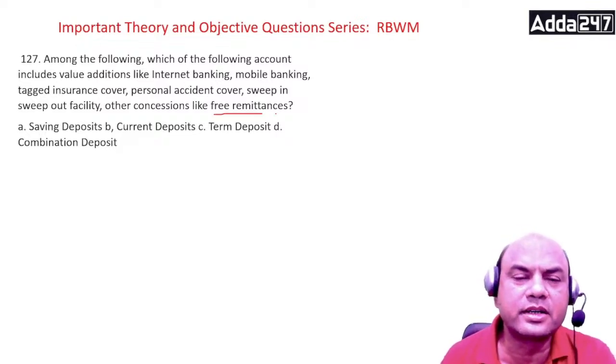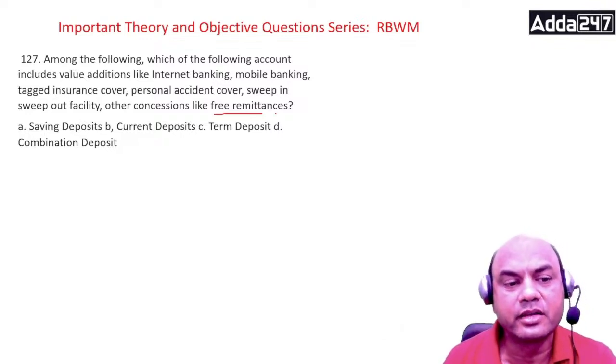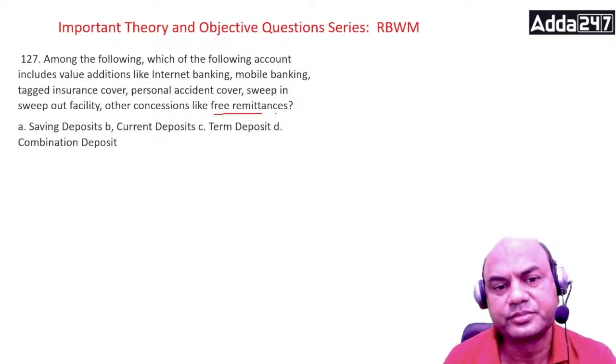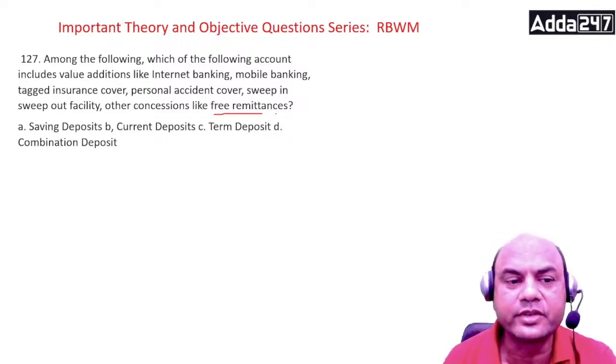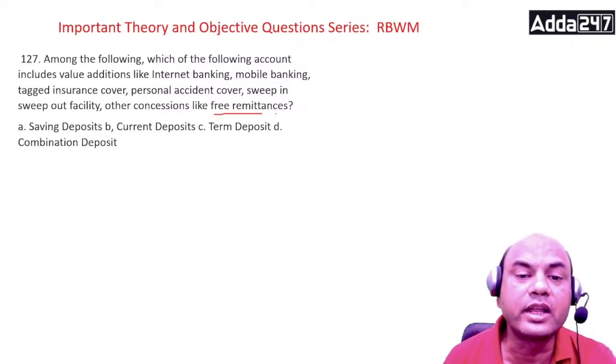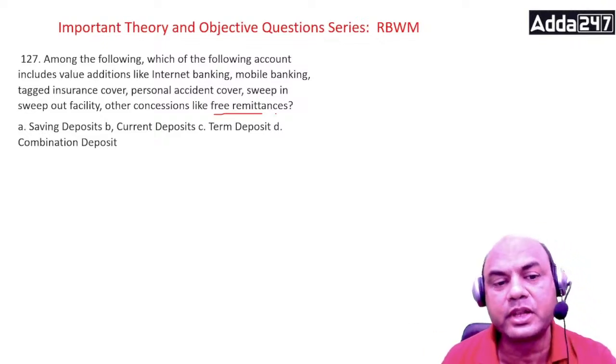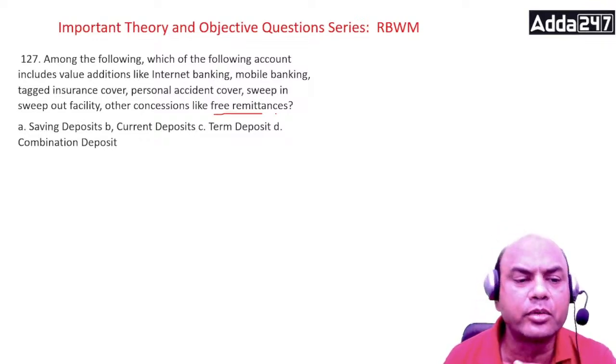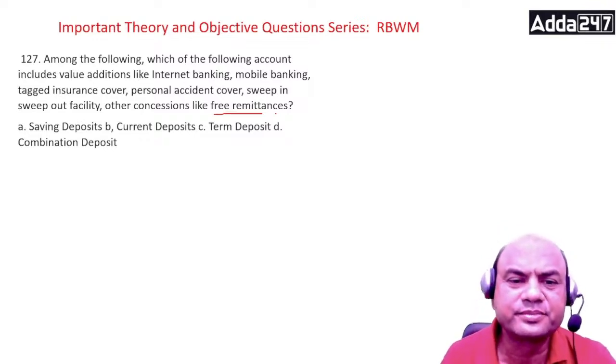Combination deposit is a deposit, it's called a sweep in, sweep out. Combination of term and the savings. Term and OD actually, not savings, term and OD, right? So which account among these options will have the value additions like internet banking, mobile banking? You can definitely see this, isn't it? Internet, mobile.